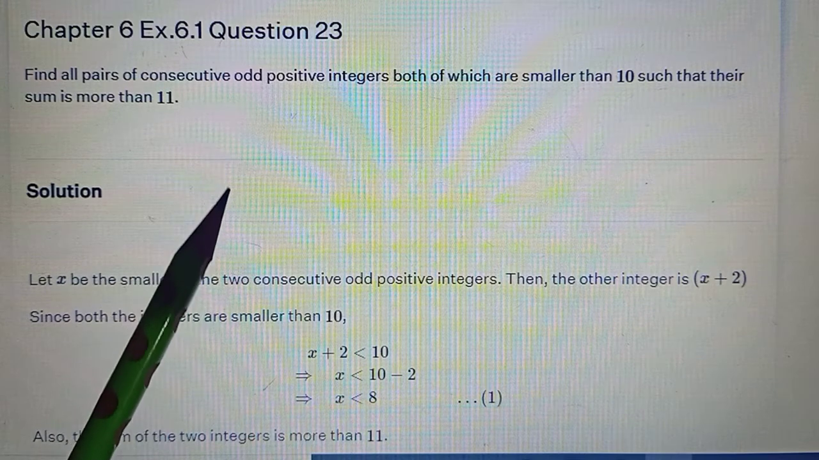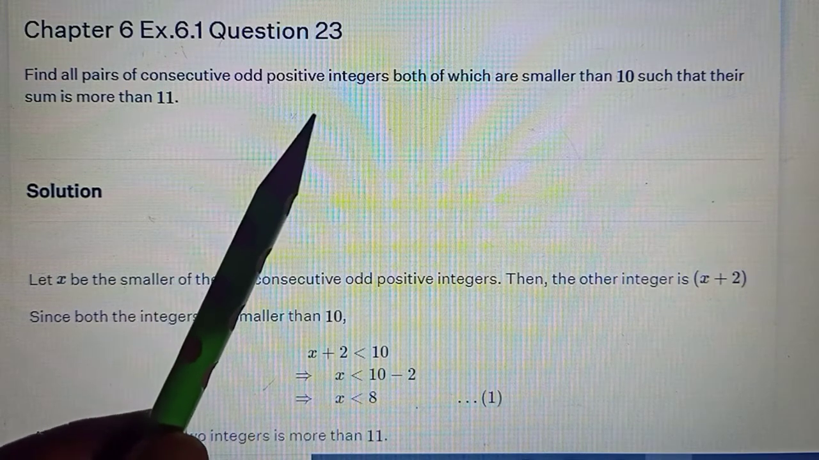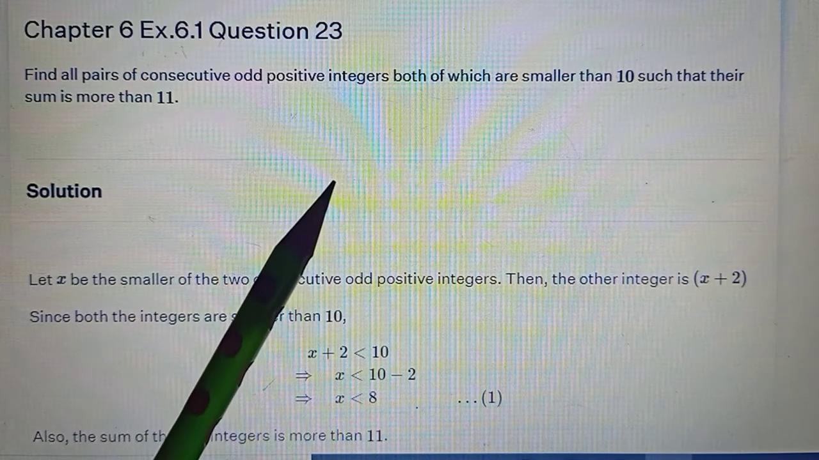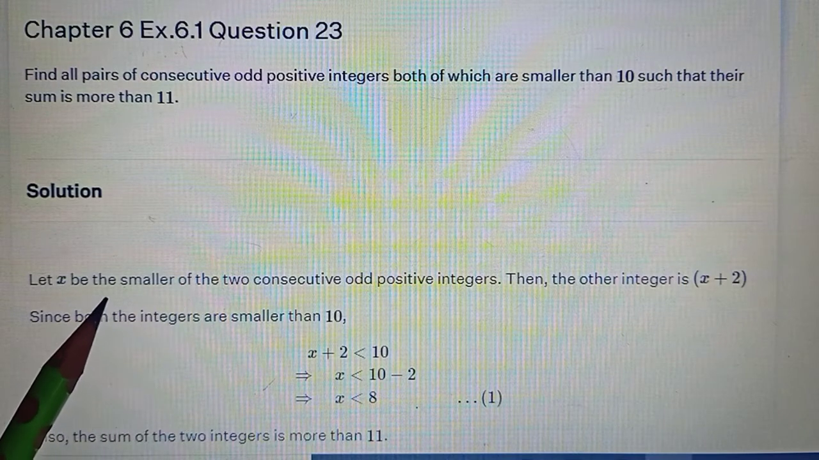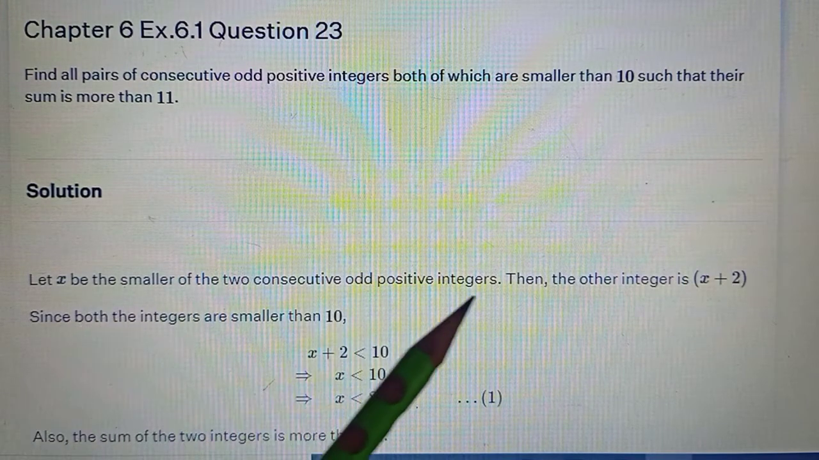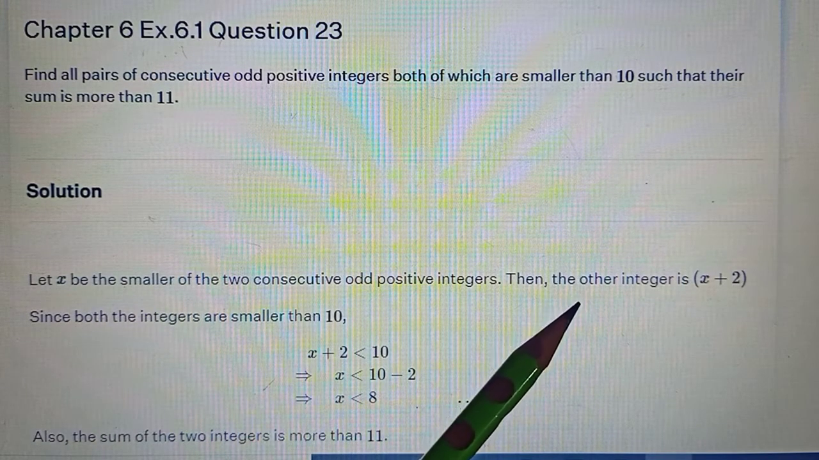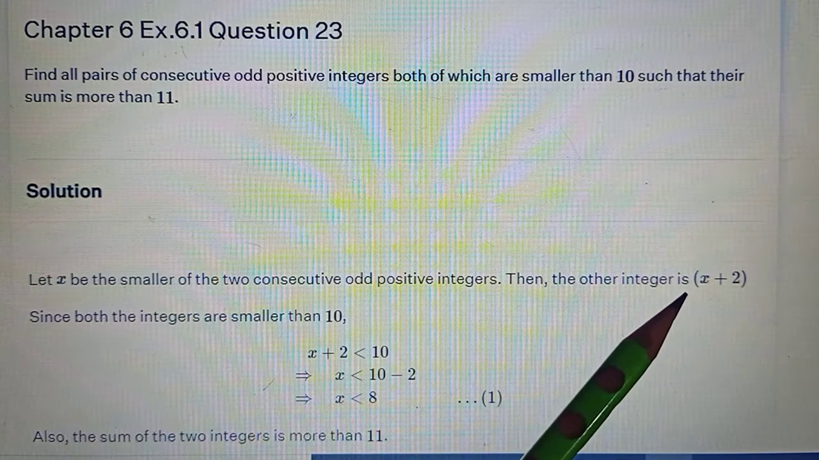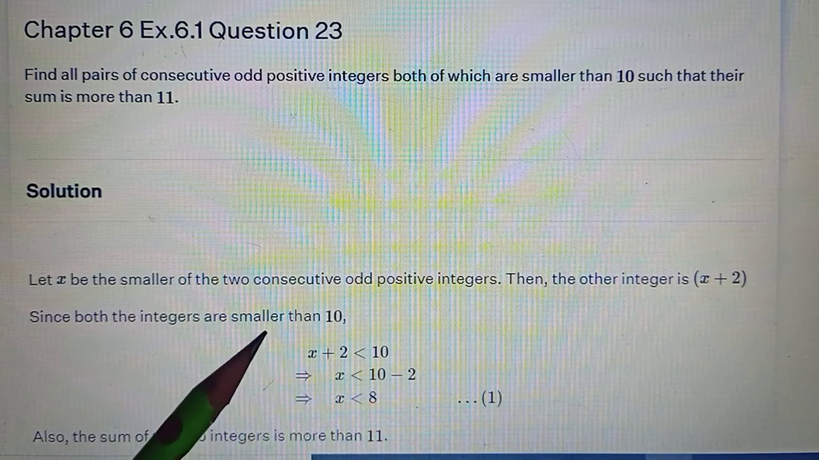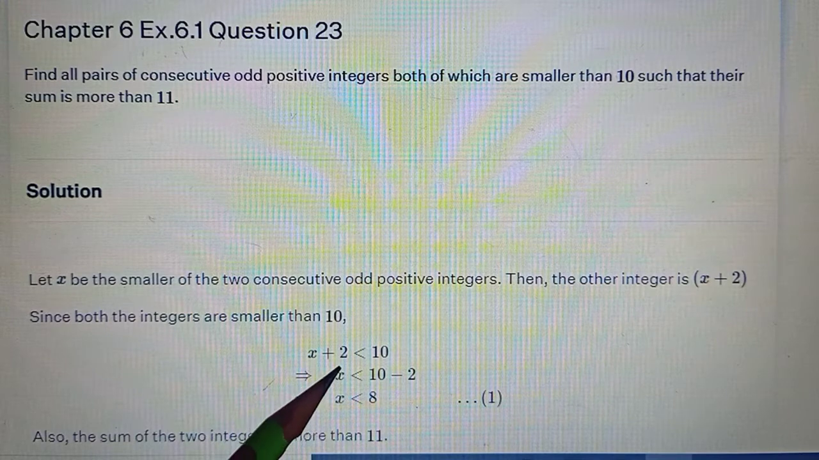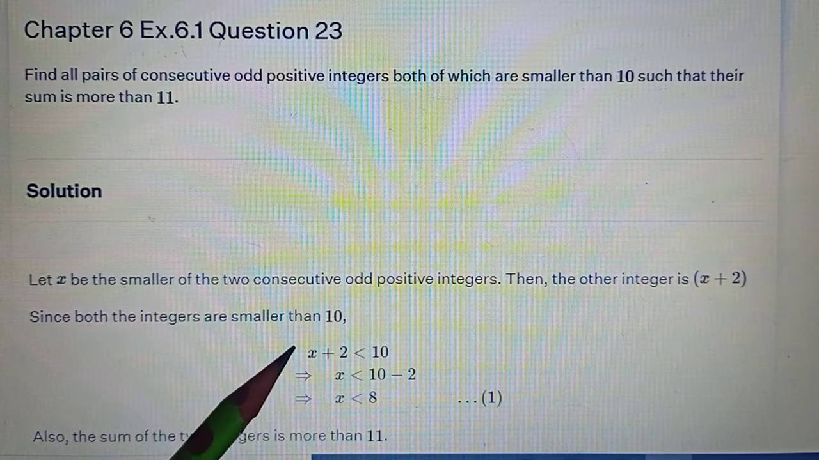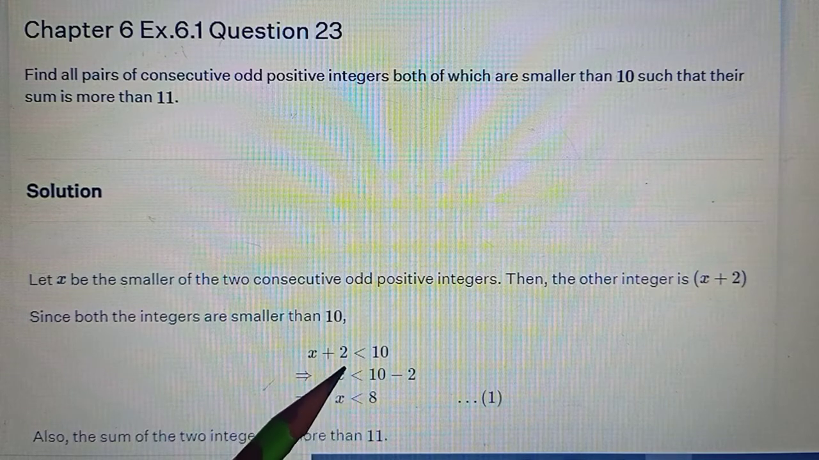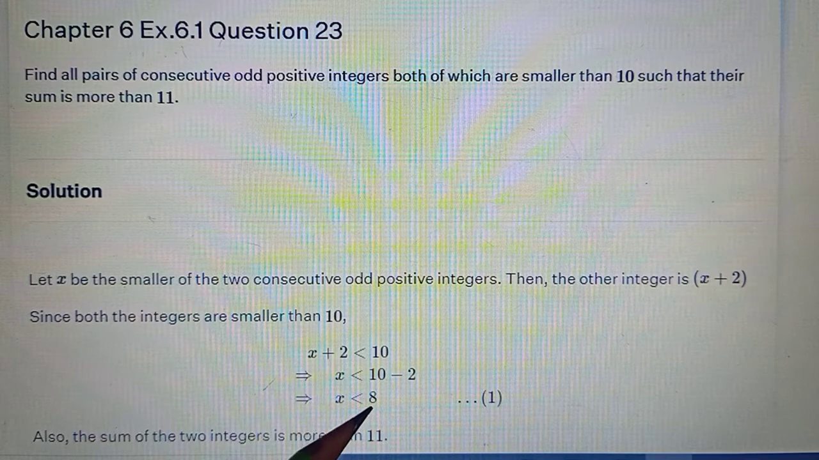So if one is x, the other odd positive integer would be x plus 2. So that is how we'll suppose. Let one of the numbers be x, then the other, its consecutive odd positive integer, would be x plus 2. And we were told that both these numbers are supposed to be less than 10. Okay, so x will also be less than 10 and x plus 2, the other number, will also be less than 10. Means this will give you x is smaller than 8.